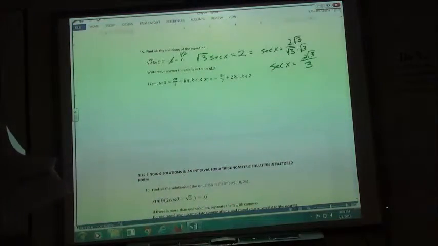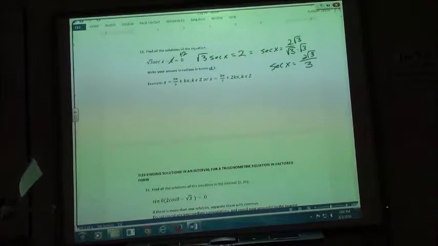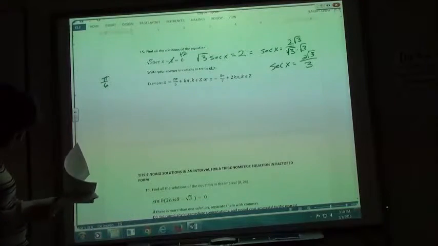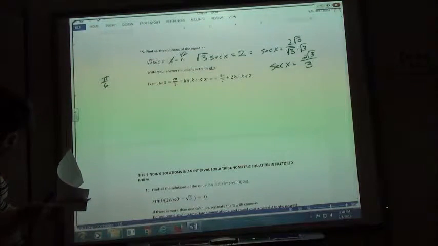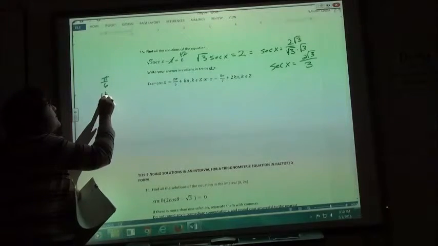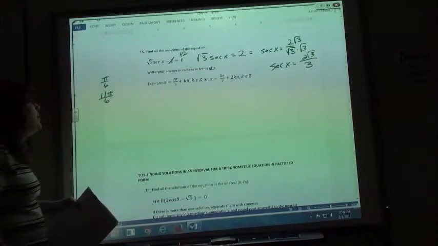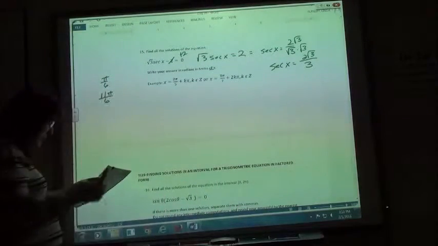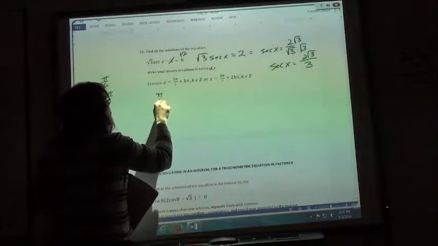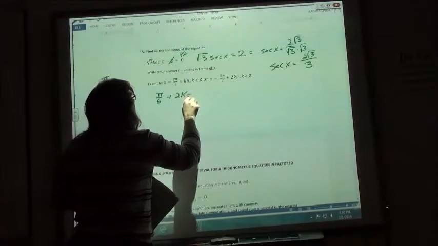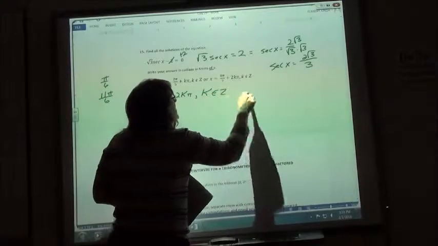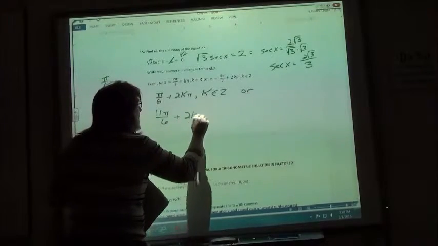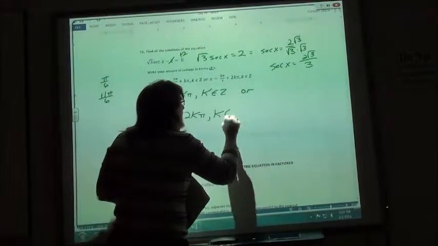And so if I look up my secant column, 2 square root of 3 over 3 is at pi over 6. And then if I look for another 2 square root of 3 over 3, I am at 11 pi over 6. Again, these are not 180 degrees apart, so I'm going to have to use the 2k pi and put in 2 separate answers. So I'm going to have pi over 6 plus 2k pi, with k being an element of z, or 11 pi over 6 plus my 2k pi, with k being an element of z.